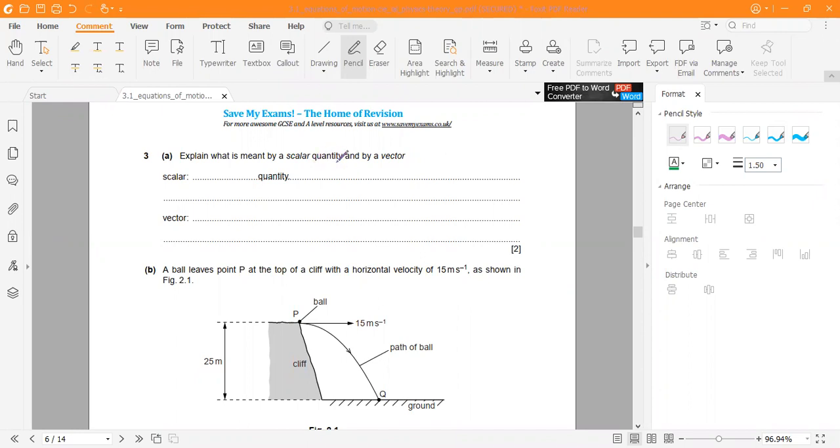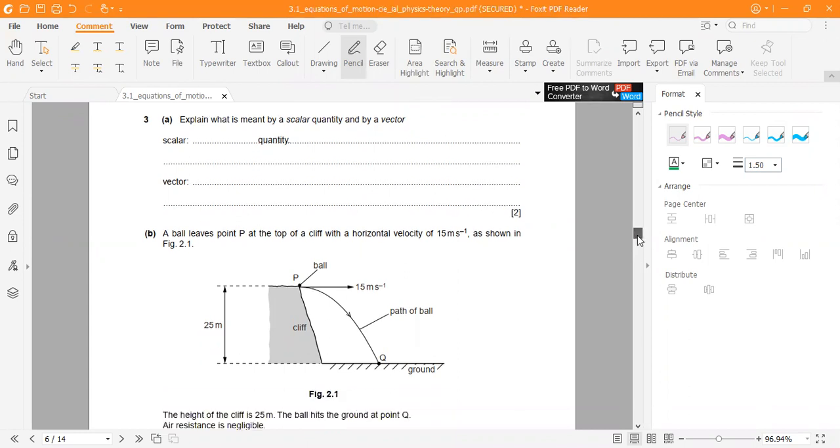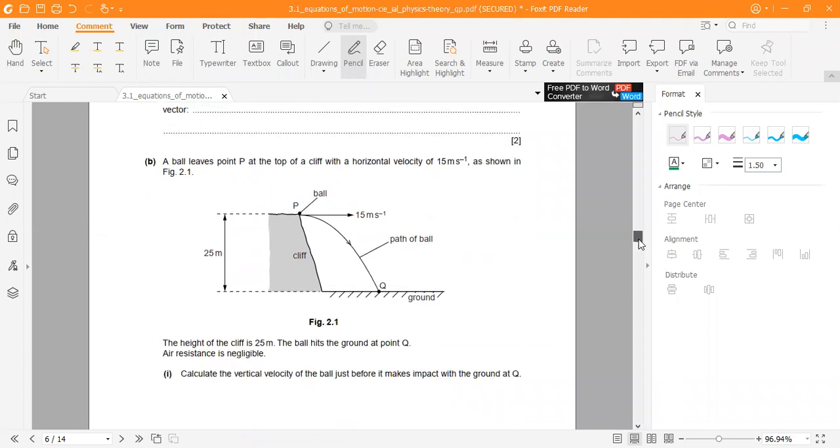So what is meant by a scalar quantity and a vector? Explain. Scalar are the ones which only contain the magnitude. However, the vectors are the ones which contain both the magnitude and the direction. Exactly. So that's the basic definition. A scalar quantity only has magnitude, while a vector includes both magnitude and direction.